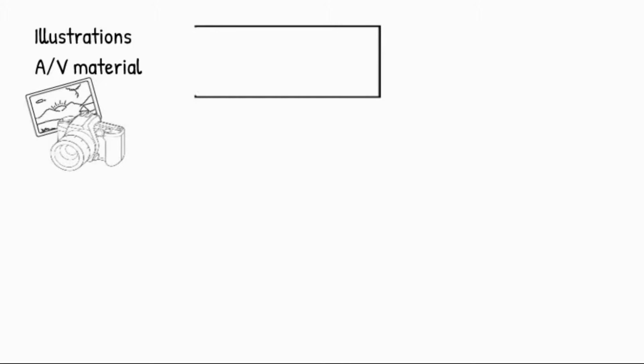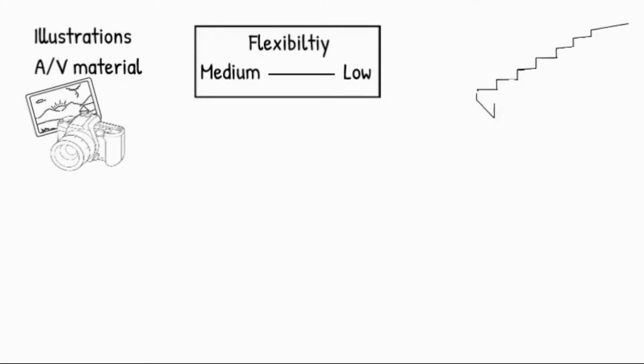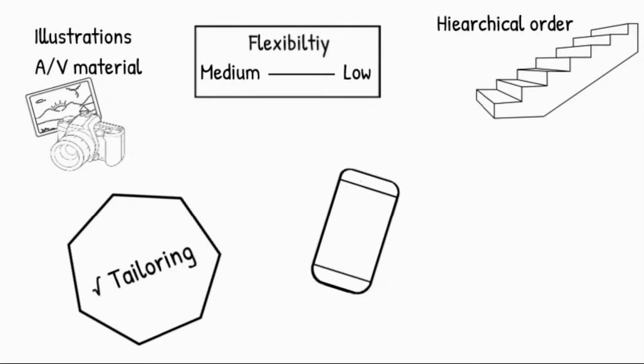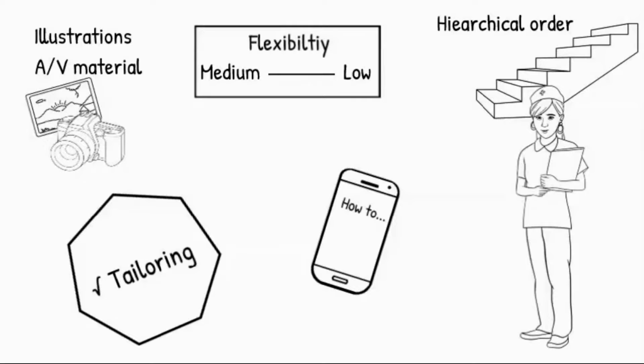Based on our findings, we suggest that developers of manuals consider the possibility of including illustrations or audiovisual material to provide a detailed description of the intended actions. We also suggest that the manual maintains a medium to low degree of flexibility, structures the intervention in a hierarchical order, and allows tailoring of the intervention. Our findings can be used to guide the development of manuals that can assist people like Helen in providing care for people living with dementia.